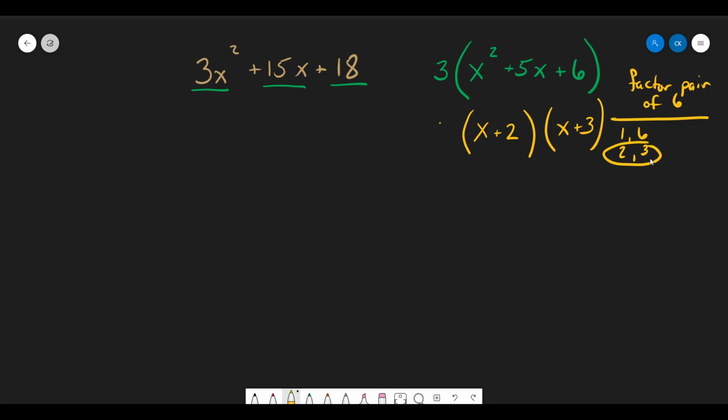But I can't forget the 3 that I factored out in the beginning. So this would actually be my final answer. It would be 3 times (x plus 2) times (x plus 3). So you really have to be careful with these.